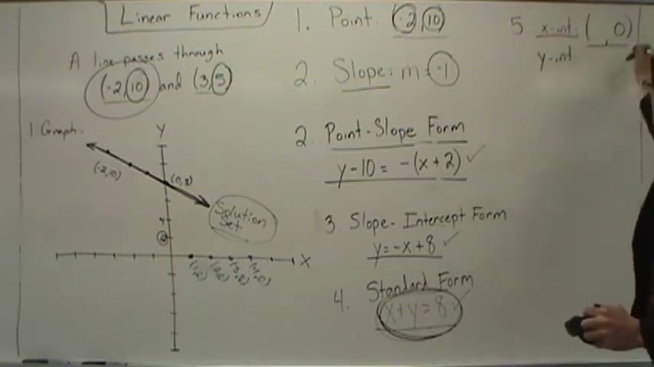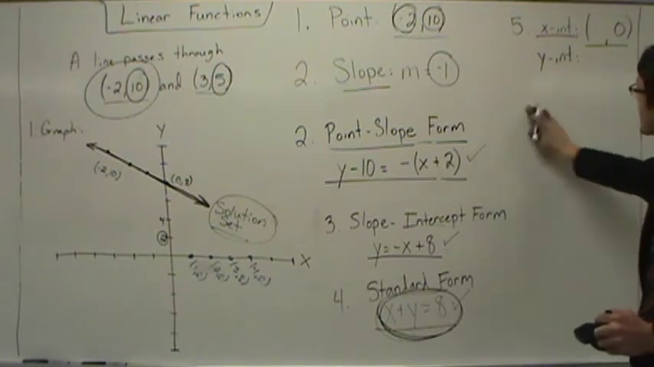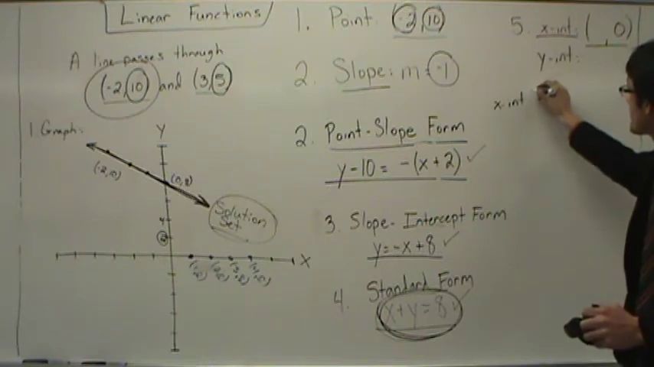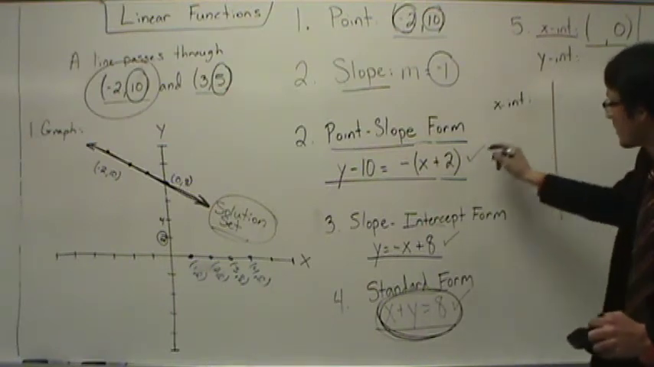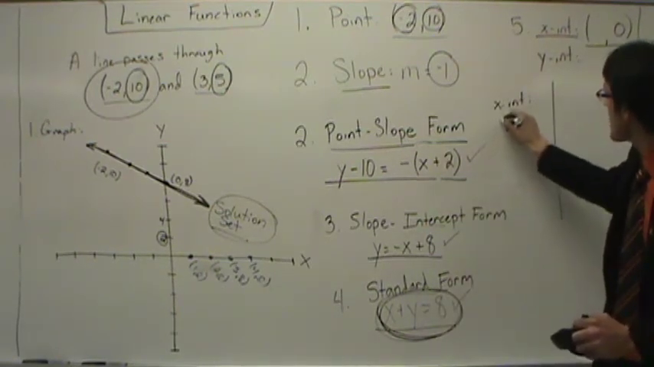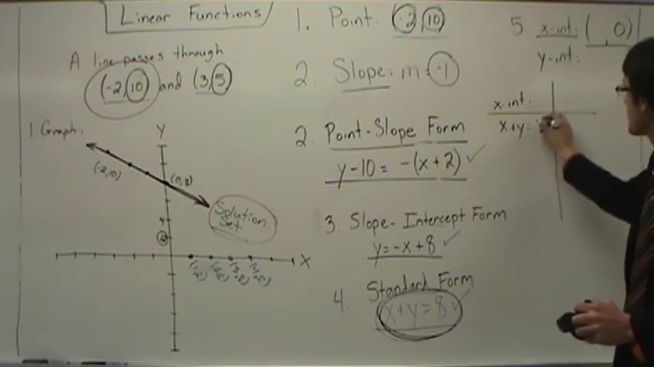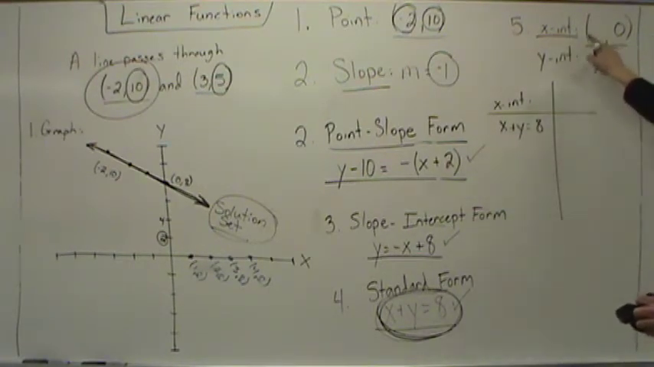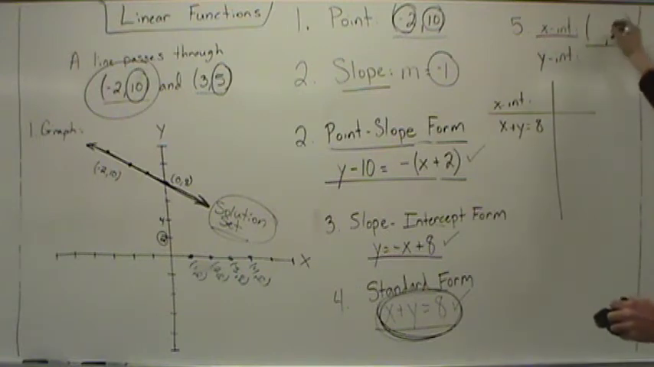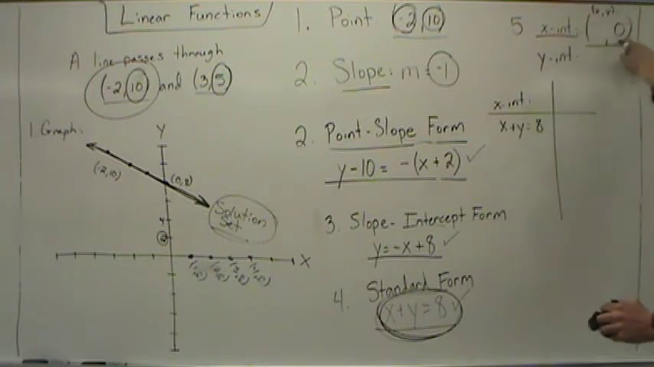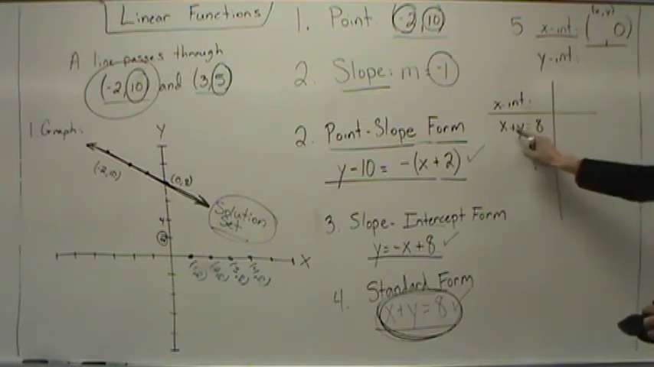So let's start with the x-intercept. We write the standard form. For the x-intercept, I'm going to just make a column here. We're going to use the standard form equation, which is x plus y equals 8. Now, we know something about the x-intercept. The x-intercept has a y value of what? Remember, x comma y. We know that the y value is 0. So we're going to put 0 in for y.